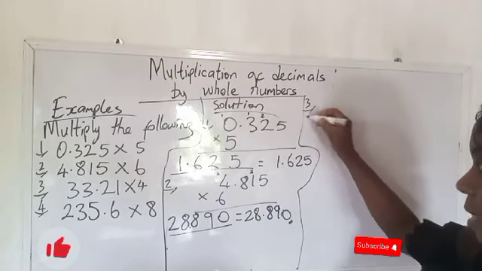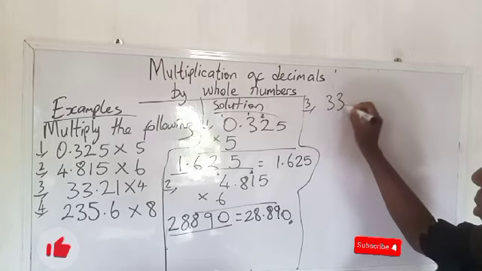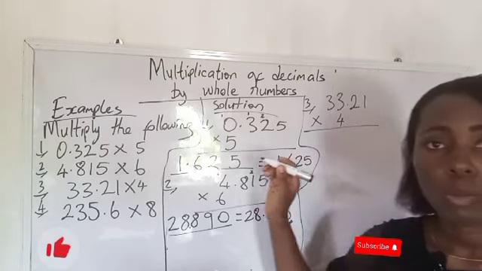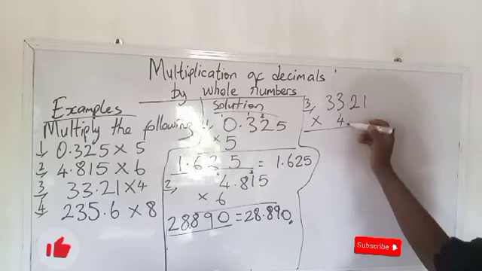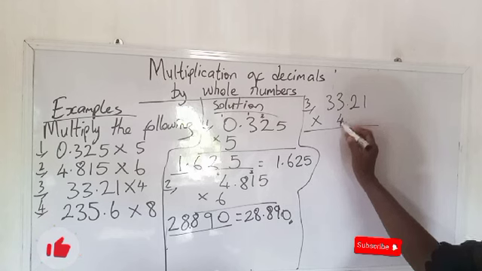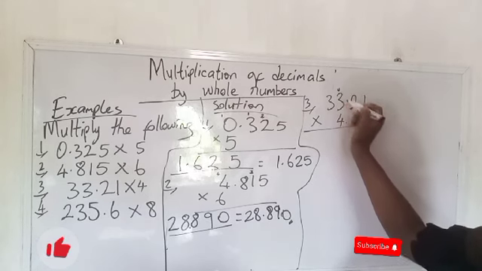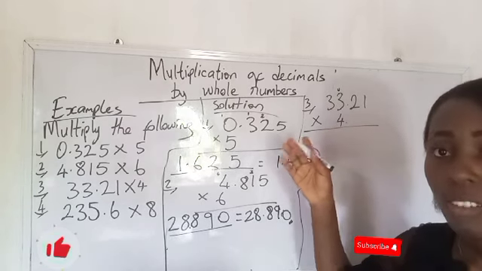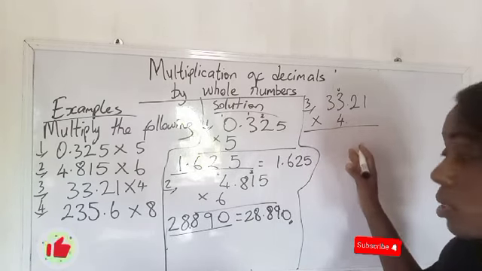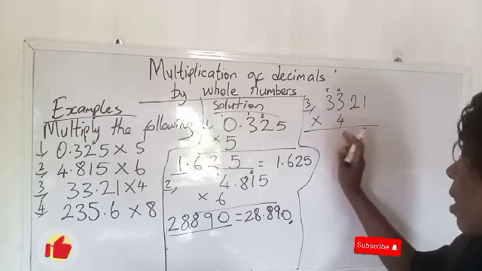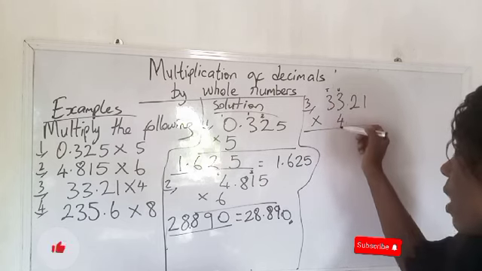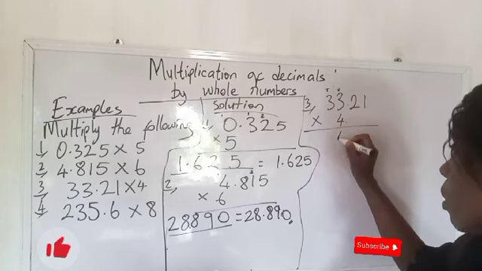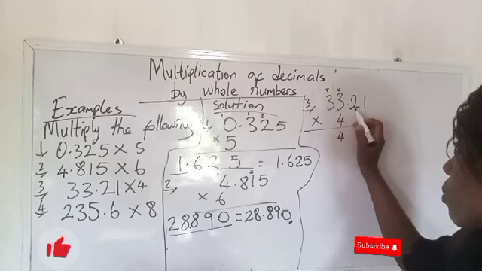Number 3 says 33.21 times 4. Okay, so if you take note, I put my 4 under my unit column. Remember earlier we talked about place values, hundreds, tens and units. Alright, so this is my unit and this is my tens. Since 4 is a unit, I put it under unit column. Alright, so 4 times 1 will give us 4.